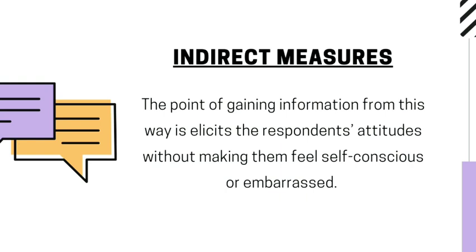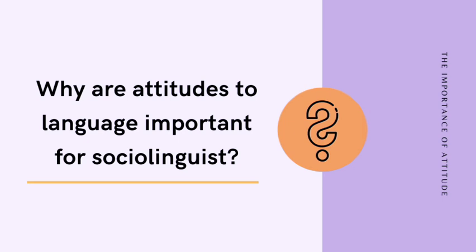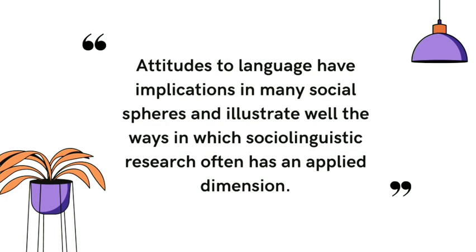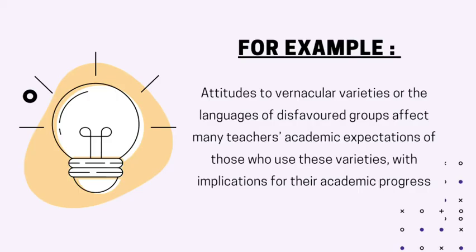And from the previous explanation, there is a question: why are shared attitudes important? Social dialectologists have claimed that shared attitudes to speech, or shared speech norms, are the crucial criteria in defining members of the same speech community. And it is important because attitudes to language have implications in many social spheres and illustrate well the ways in which sociolinguistic research often has an applied dimension. For instance, attitudes to vernacular varieties or the languages of disfavored groups affect many teachers' academic expectations of those who use these varieties, with implications for their academic progress. Another example is that the way people speak affects employers' decisions about who to hire.